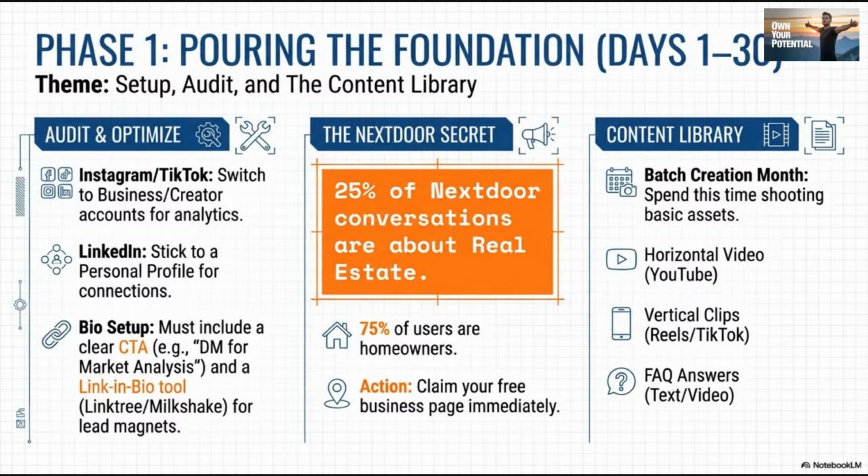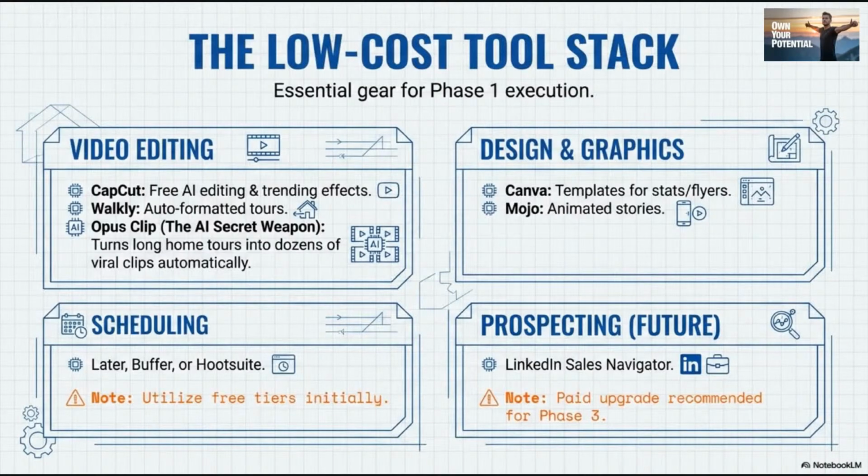Don't sell. Content library: batch your creations on a monthly basis. So what does that mean? It probably means you're going to spend about a day filming a lot of this content. But you want to do horizontal, which is sideways, like you're laying in bed, and vertical, like you're standing up. So horizontal for YouTube, vertical for Reels and TikTok, and then facts and questions, answers, text and video. You can shoot any way that really makes sense for you.